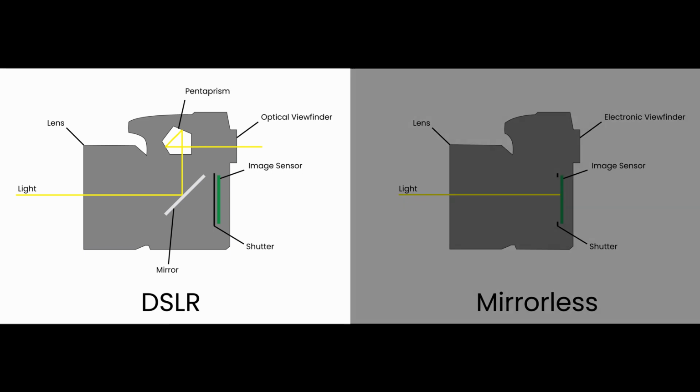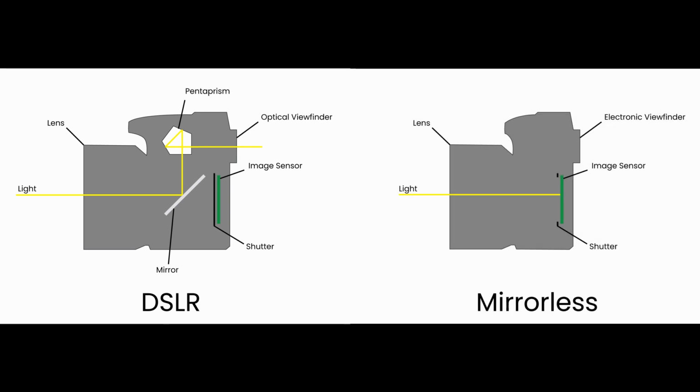This is the cross-section of the inside of a DSLR camera. And this is the cross-section of the inside of a mirrorless camera. If you see here in the DSLR, there is a mirror that has to move out of the way every time you take a picture. In the mirrorless, there is no mirror, thus the name mirrorless. Behind this mirror, and just in front of your image sensor, you'll see both cameras have a shutter. This shutter opens and closes, allowing a specific amount of light into your camera and onto your image sensor.